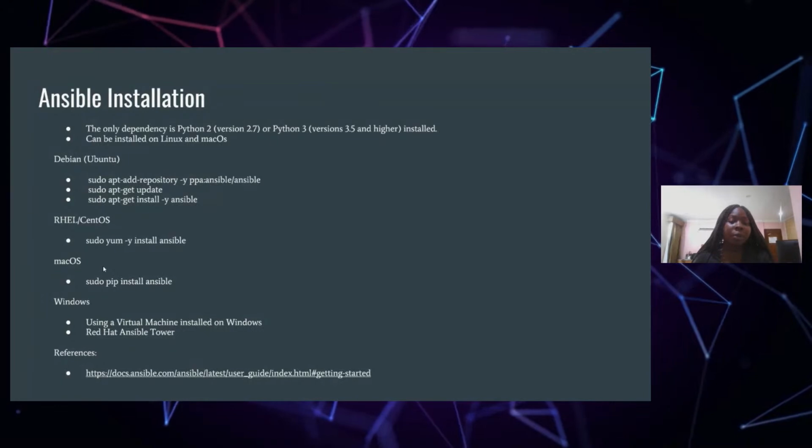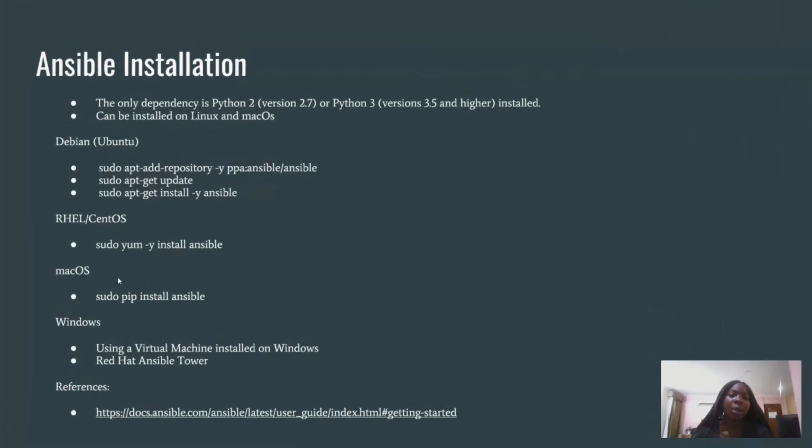All right, let's move on to Ansible installation. Like I mentioned, the only dependency you need for Ansible to work on your system is Python. It's advised that if you're using Python 2, the version should be 2.7, or if you're using Python 3, you have to use version 3.5 and higher. Anything other than these versions might not work properly on your machine, and it keeps changing. As more changes come into Ansible, you might have to upgrade the current Python version to suit the new changes.